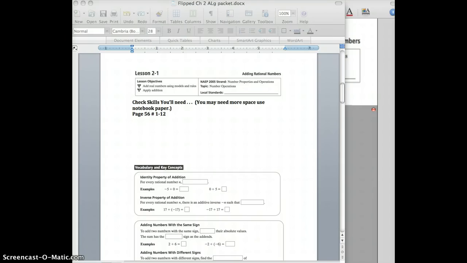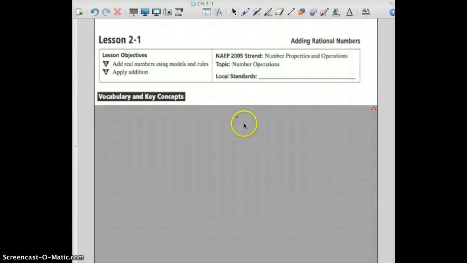You may need more space than is provided in your notebook. You may use notebook paper or any other paper to complete this. We're now ready to continue with the vocabulary. Please complete your notes as I move along through the notebook. You may pause this video at any time and rewind it if you miss something.